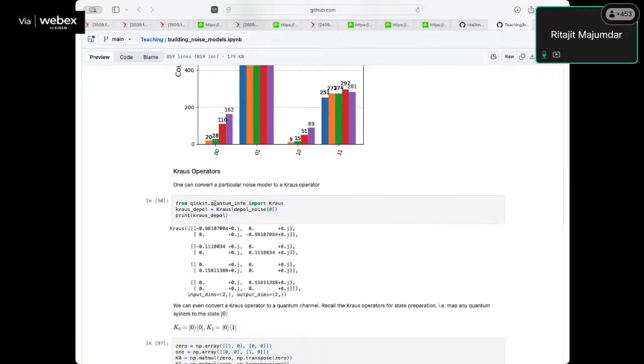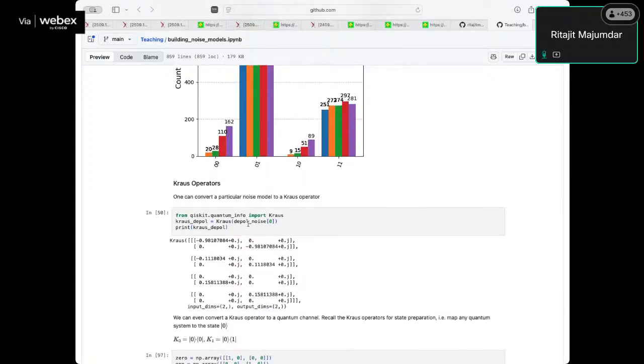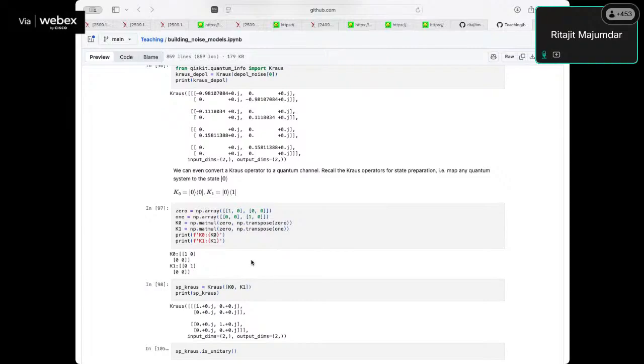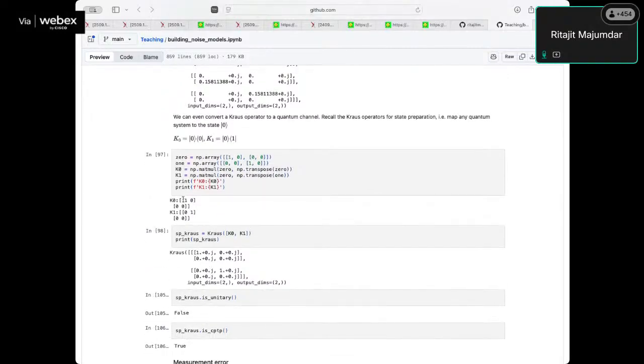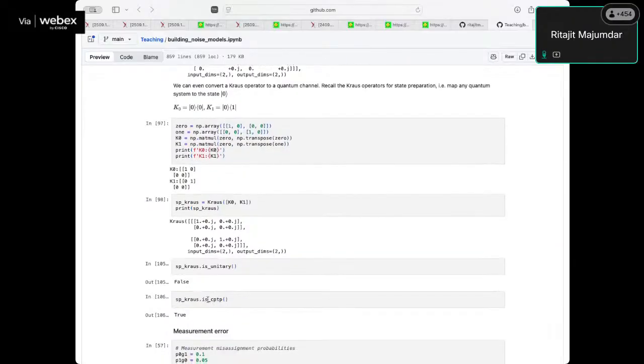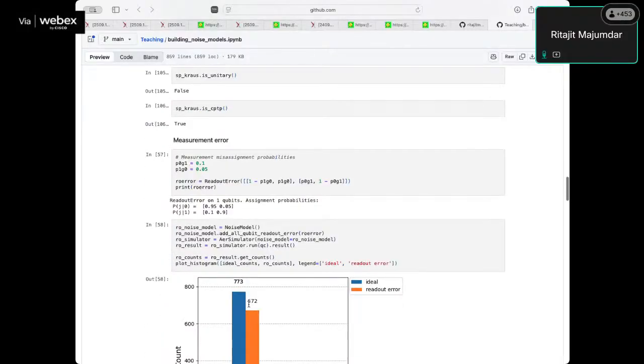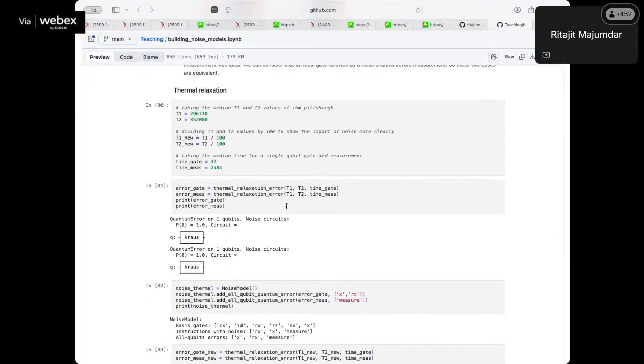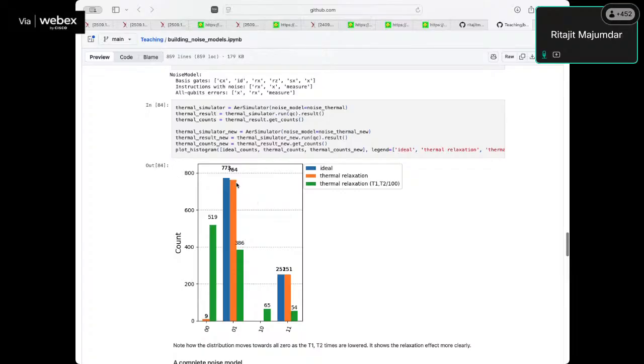How do you create Kraus operators using qiskit.quantum_info? How do you take a noise model and create a Kraus representation of that? How do you actually take a Kraus representation and create a Kraus operator? This is the state preparation Kraus that we were showing, where you take anything and map it down to zero, and you can see it is not unitary, but it's definitely CPTP. That's all. How you look into different measurement errors and thermal relaxation that we talked about.